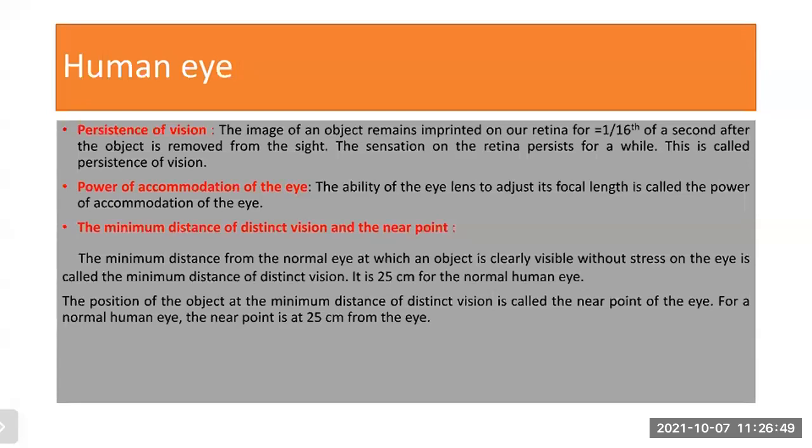Got it? So the position of the object at the minimum distance of distinct vision is called the near point of the eye. For a normal human eye, the near point is at 25 centimeters from the eye.